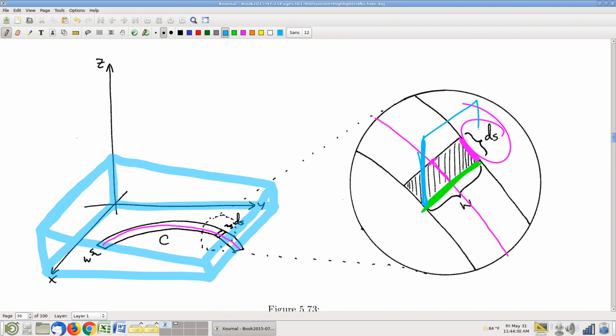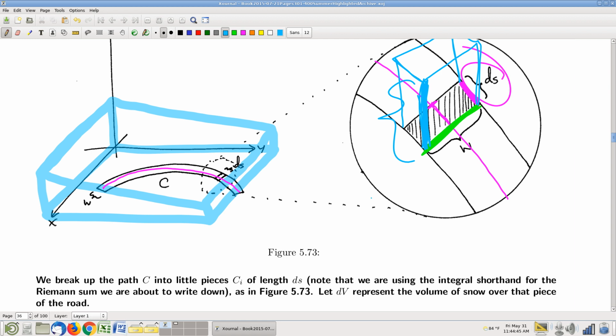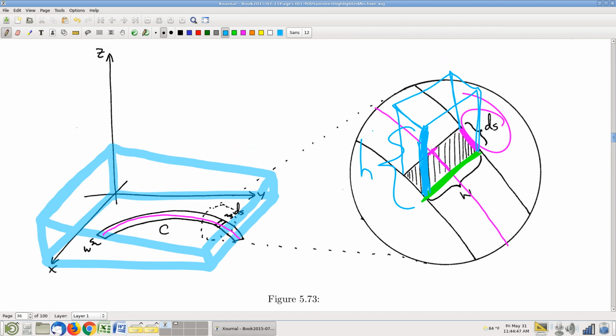So there's going to be some rectangular box of snow sitting on top of there. I need to know the depth of the snow here. What did I call that? I called that H. So this box here is the amount of snow that's on that little piece of the curve. Associated to this little piece of curve of length ds, the amount of snow is H times W times ds. Everybody on board?